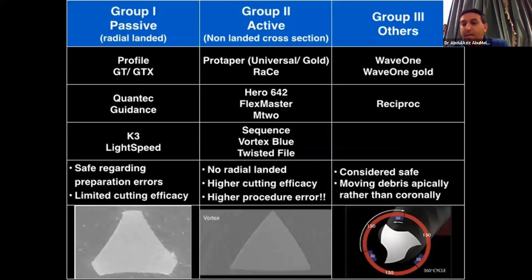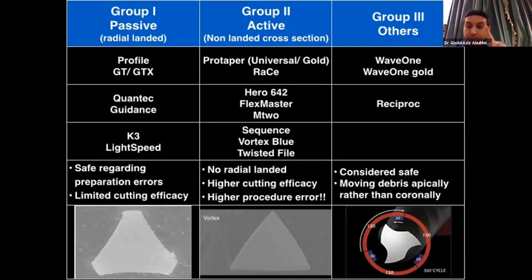So what's the available system? There are many classifications for the rotary, but I choose to use the simplest, or the logical, way with this slide. We have three groups. Most of the rotary files fall in these three groups. Group one is passive. What do you mean by passive? That means it's safe.